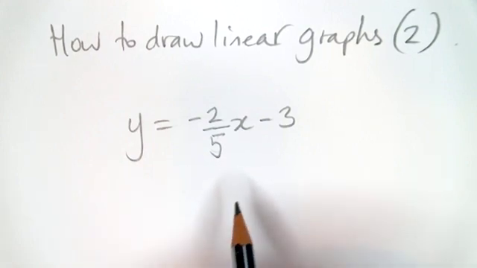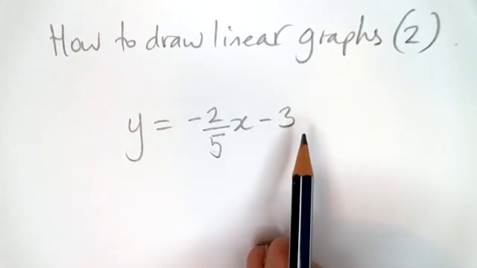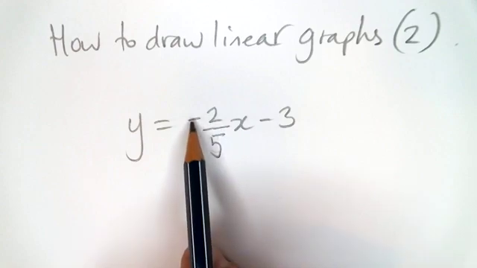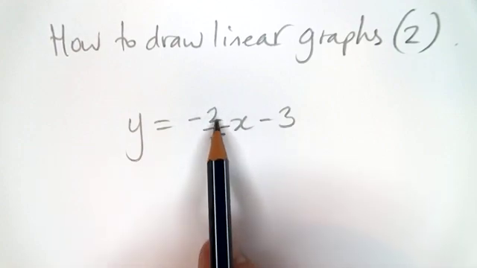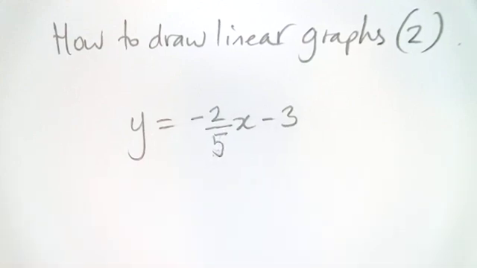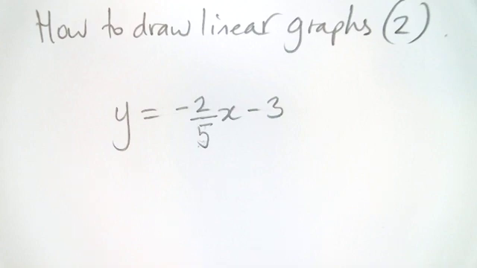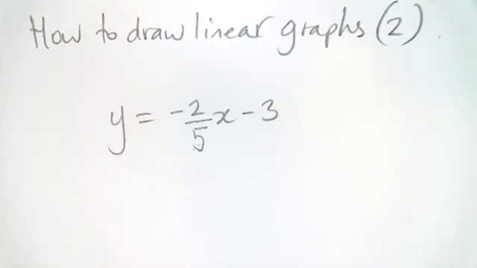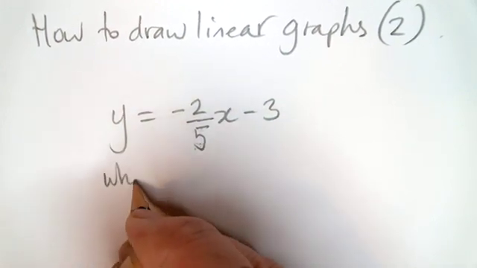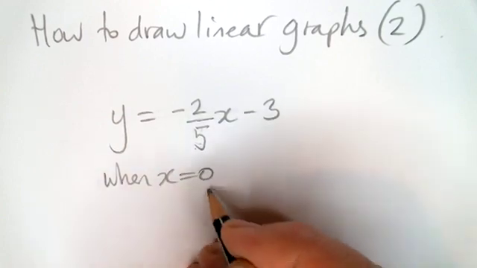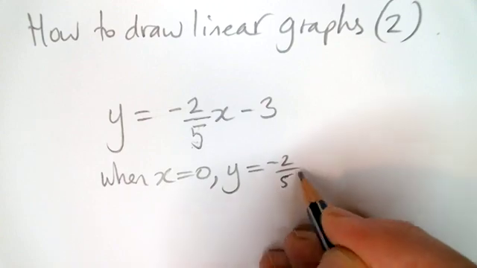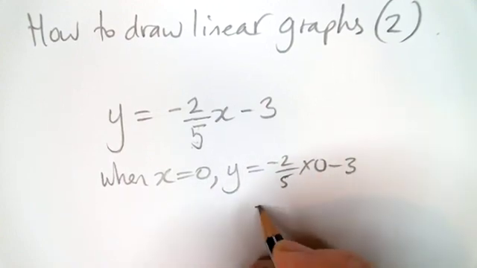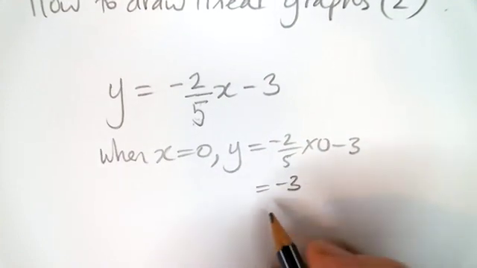If we're just going to sketch this, we can say the y-intercept is -3, the gradient is going 5 along, 2 down, 5 along, 2 down. Nice and simple. But for an exam, I would suggest we don't do that. For an exam, we want to actually state when x is 0, y will equal -2/5 times 0 minus 3, y is -3.